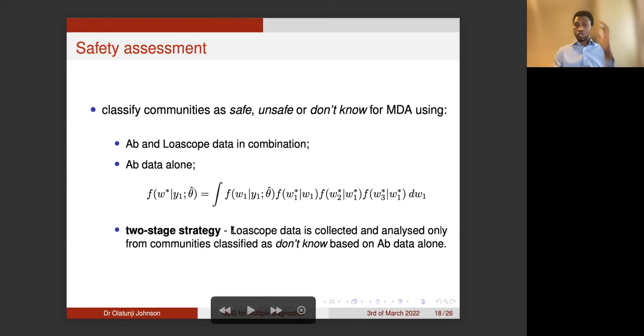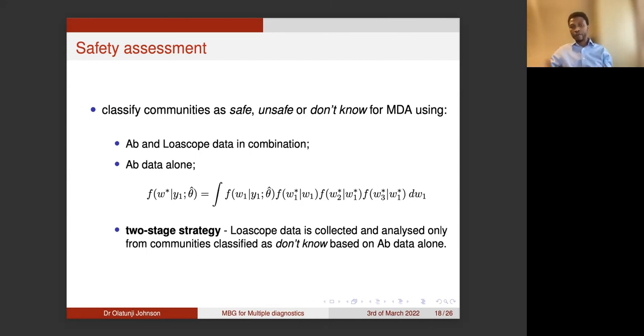And then we propose a two-stage strategy. Because, as I told us earlier, lower scope equipment is limited and not so widely available, we said: go to the field first and conduct antibody tests. When you come back with the antibody data, our second algorithm, the predictive equation for when you have antibody alone, helps us classify districts or communities as safe, unsafe, and don't know. Then in the areas we have declared don't know, you go and use lower scope. Then you come back again, and we use that to classify. So that's our two-stage strategy.